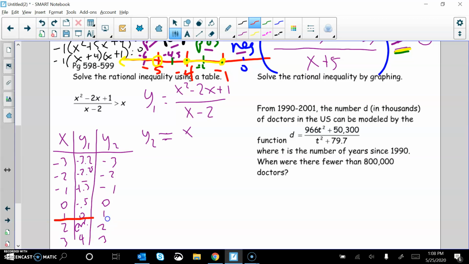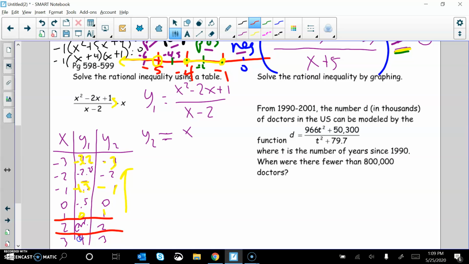So if you look at your table, something happened right here. Y1 was smaller than Y2. -3.2 is smaller than -3. -1.3 repeating is smaller than -1. 0 is smaller than 1. So for this entire area, it does not satisfy this inequality where we want it to be greater than.